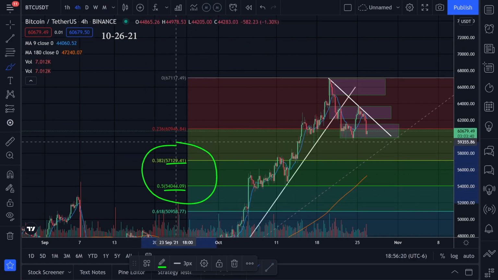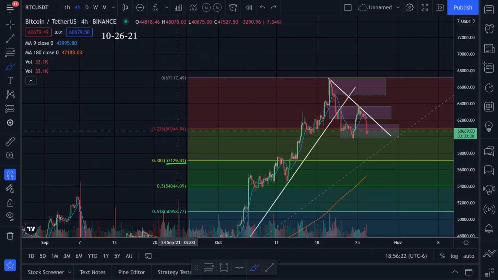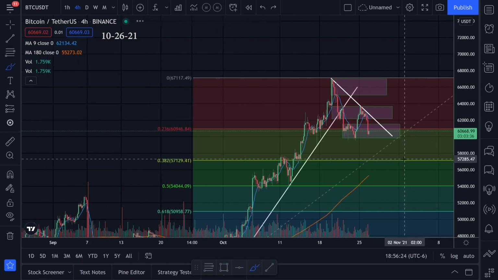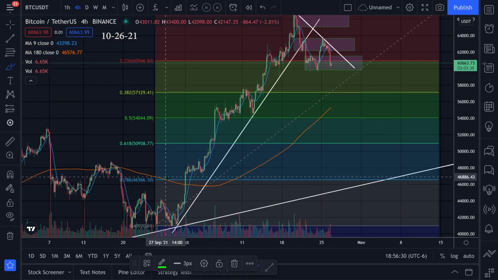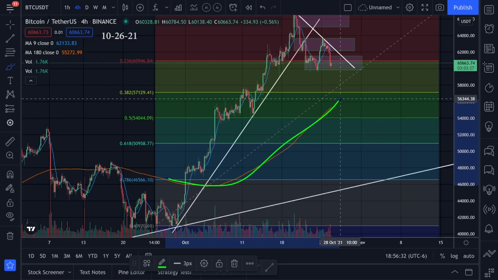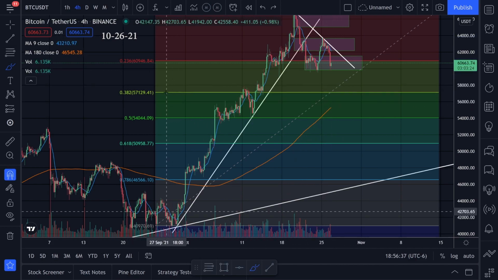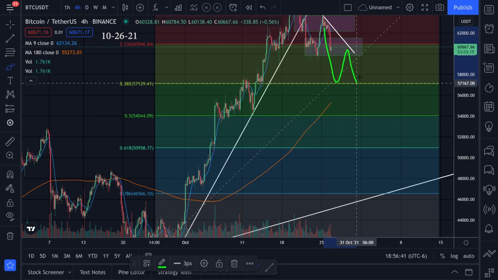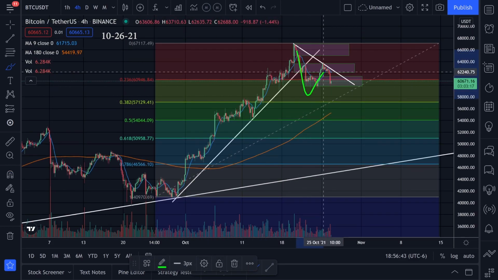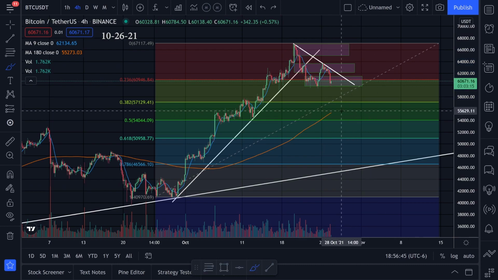Those are the first two levels that I'll be watching, the 38% level and the 50% level of the Fibonacci retracement. You could also see on the 4-hour time frame we have this 180 moving average coming down right here. So even if we came down right here, this might give us some support. So maybe even just the 38% level, it might just dip down there. And then I have a feeling we might be getting some volatility, but I'm not sure. Let me know what you guys think.